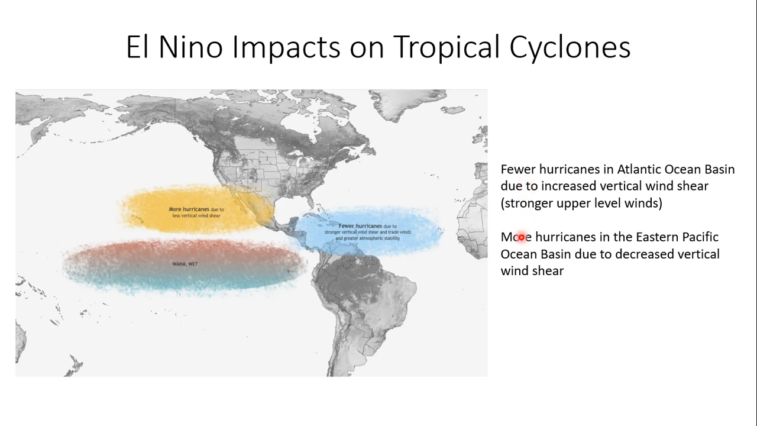So, this is my summary of El Nino impacts on tropical cyclones: fewer hurricanes in the Atlantic Ocean basin due to the increased vertical wind shear, stronger upper level winds that tend to rip apart any type of thunderstorms that try to develop with any of these tropical disturbances or easterly waves. You tend to get more hurricanes in the eastern Pacific Ocean basin due to decreased vertical wind shear. So El Nino definitely impacts places such as Hawaii. There's a greater risk of a hurricane impacting the Hawaiian Islands during El Nino seasons.